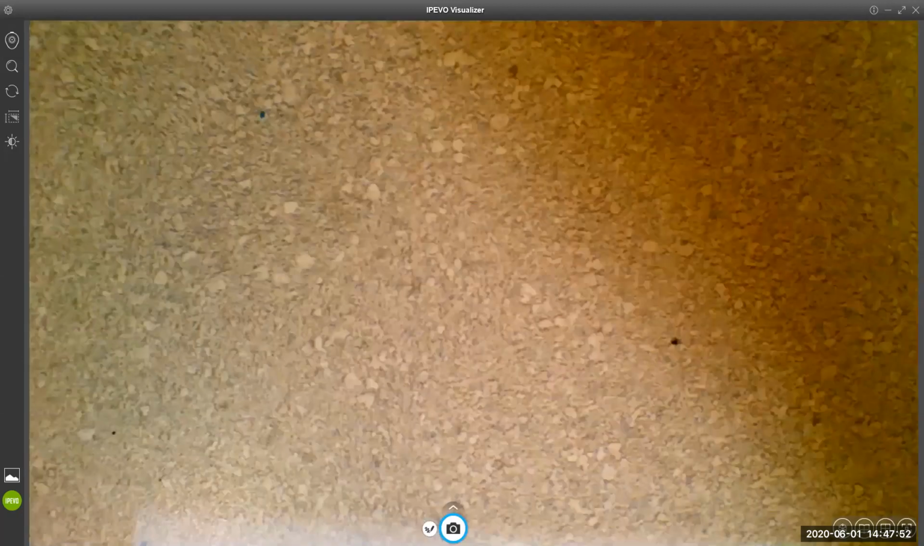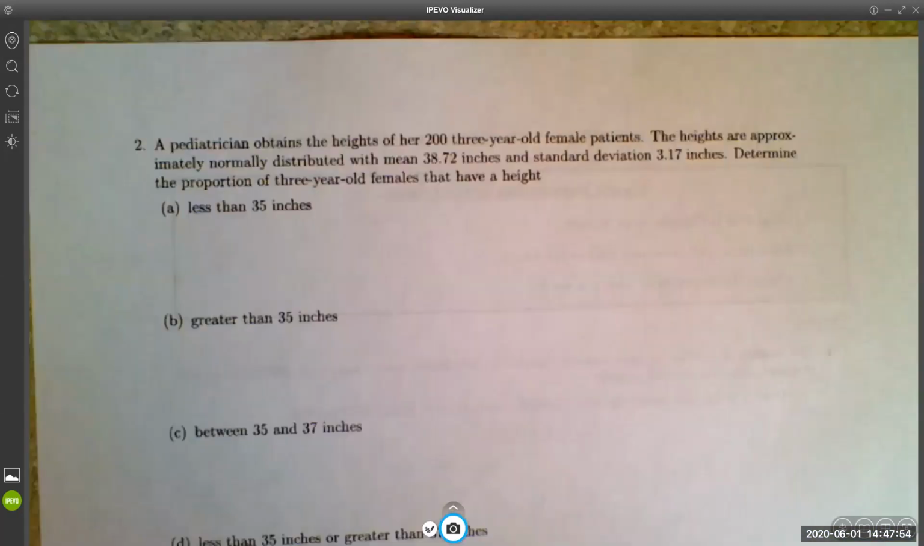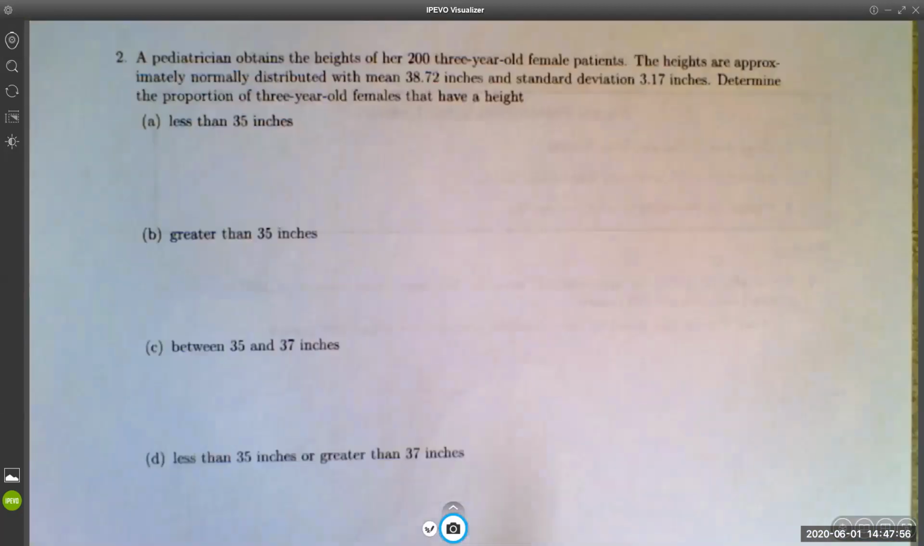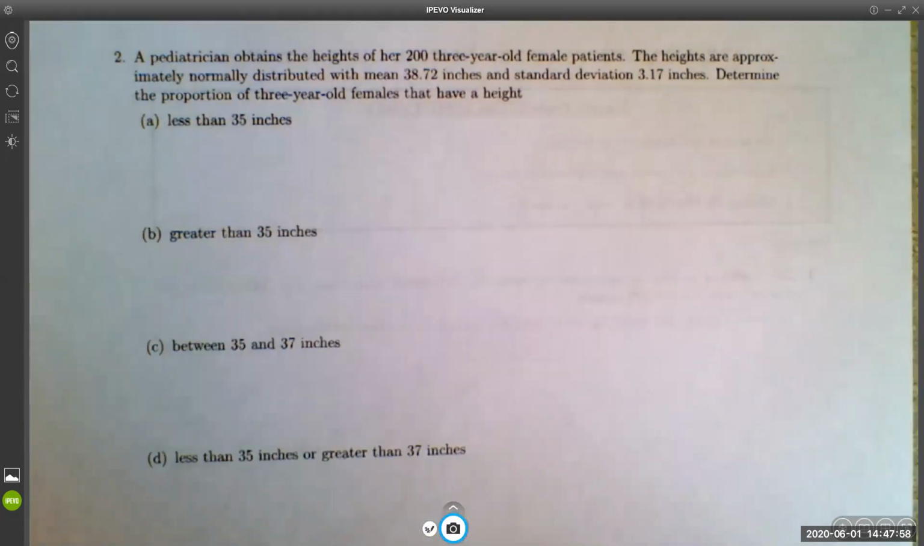Let me just give you another couple examples. This one says a pediatrician obtains the heights of her 200 3-year-old female patients. The heights are approximately normally distributed, so you can use the normal calculator, with mean 38.72 inches and standard deviation 3.17 inches. Determine the proportion of 3-year-old females that will have a height less than 35 inches.